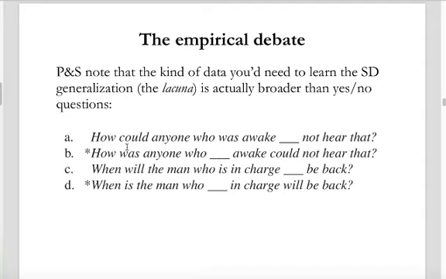Here, the auxiliary could has moved from this position. Anyone who is awake could not hear that. How? Right? The auxiliary has moved from here, even though there's an earlier auxiliary in the sentence. You can't move this auxiliary. How is anyone who awake could not hear that?